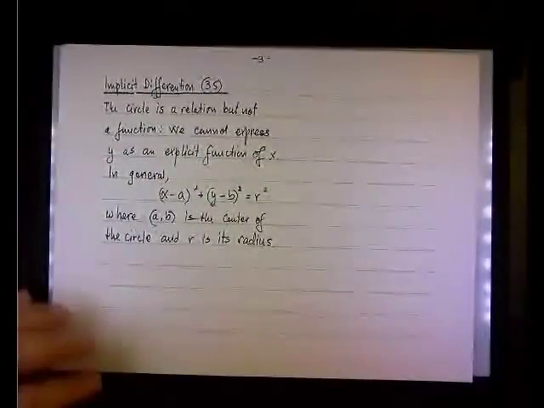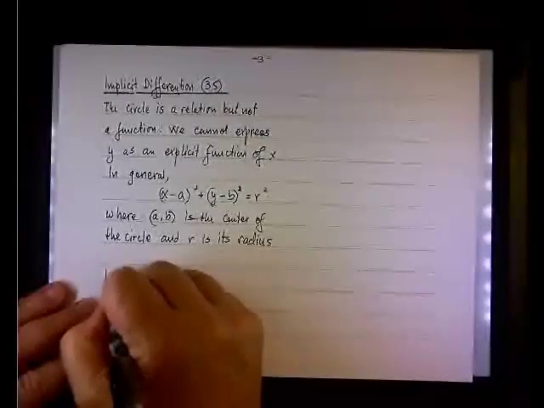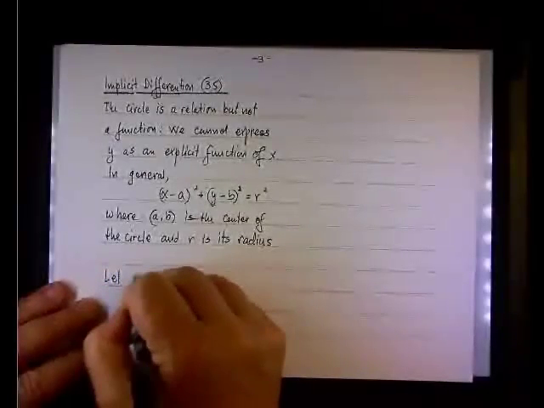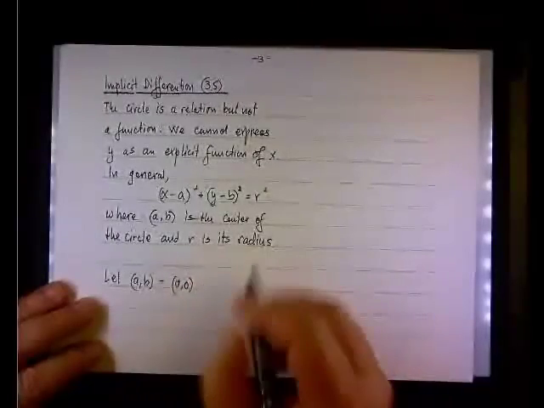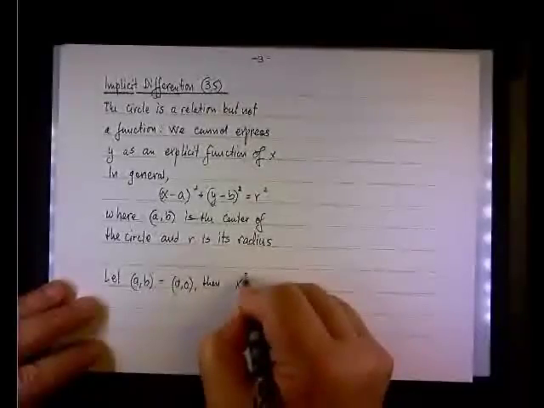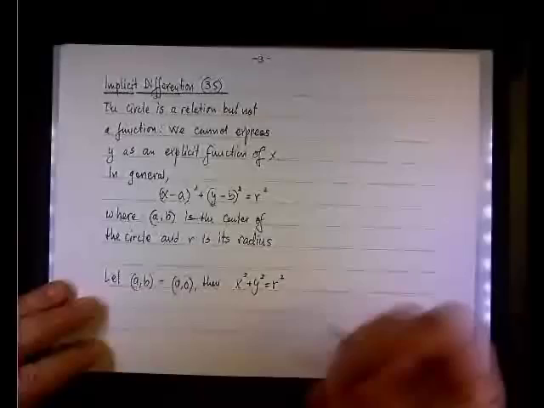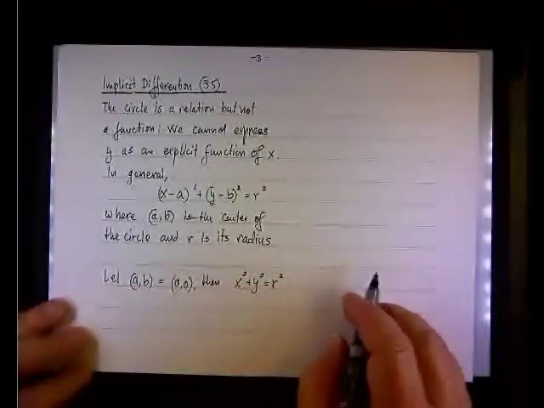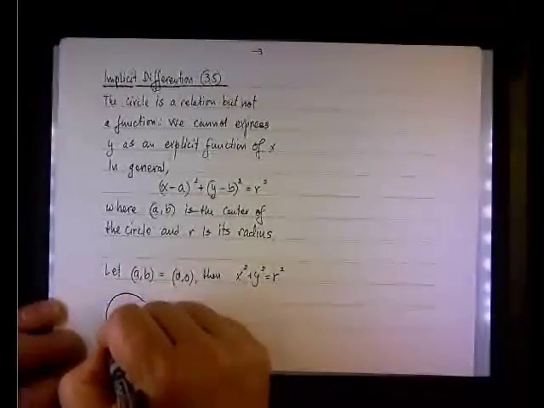All right, let's do this. In order to simplify stuff, we're going to let the center of the circle (a, b) be (0, 0), at the origin, right? Then we're going to end up having x squared plus y squared equals r squared, which we're all familiar with. Okay, so what happened is, here's the circle.